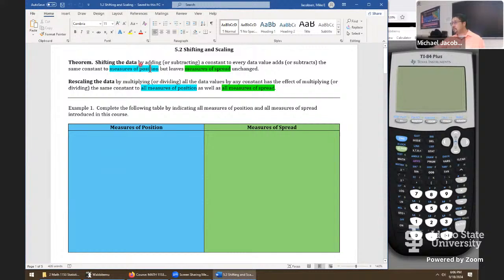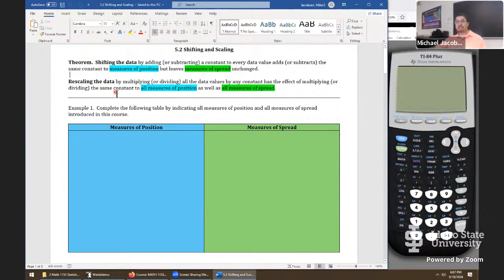It says here, if we shift the data by adding the same constant or subtracting the same constant to every data value, we have to add or subtract the same value to measures of position, but measures of spread are left unchanged. That's a really confusing statement.